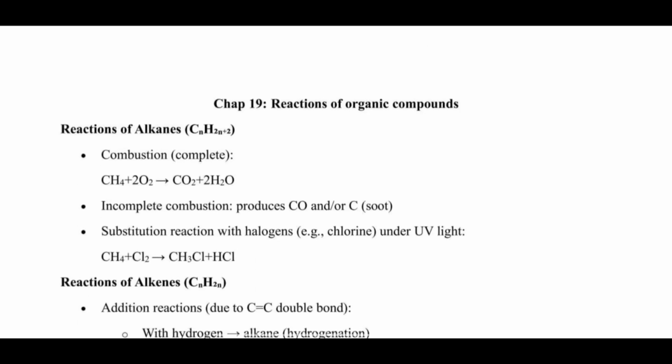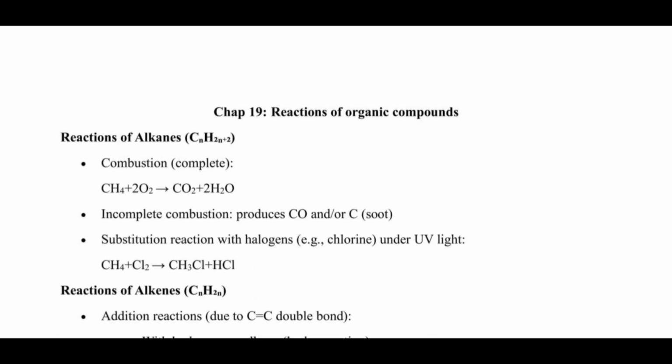Now let's come towards chapter 19, some of the reactions that are related to organic compounds. Okay, so first of all, the reactions that are given step by step are related to the homologous series. So the first homologous series we have in the organic compounds is alkanes, and they are also called hydrocarbons because they have only carbon and hydrogen present in the compound. So alkanes, what are the reactions? The common reactions the alkanes can do are only few.